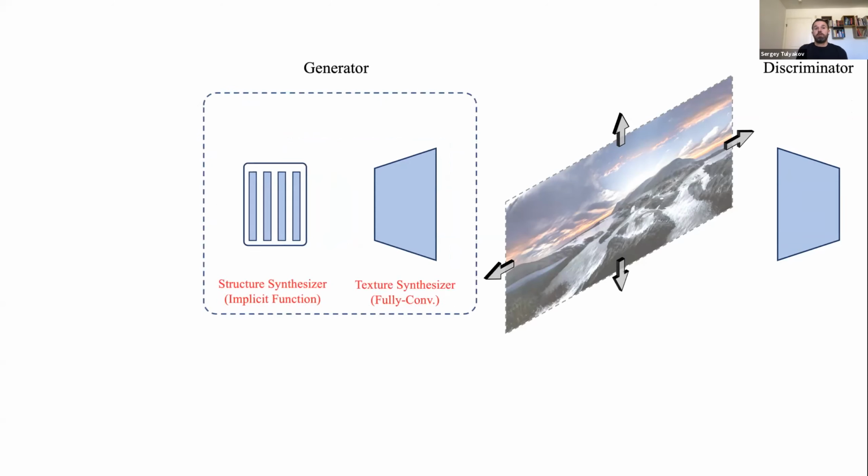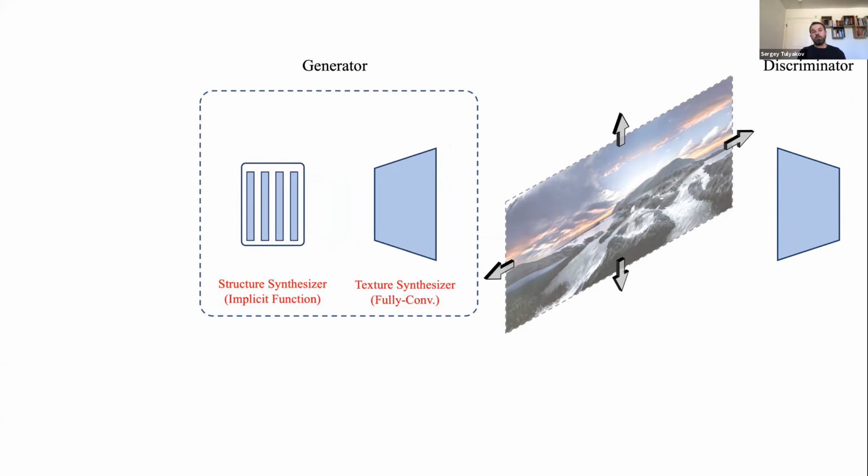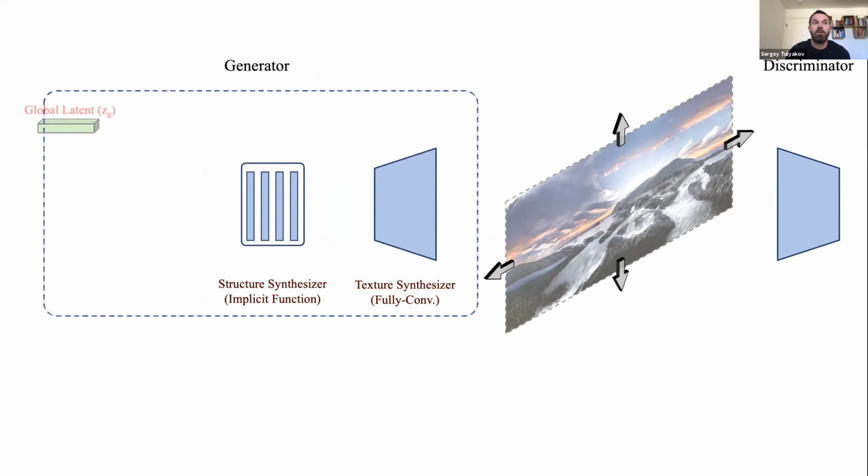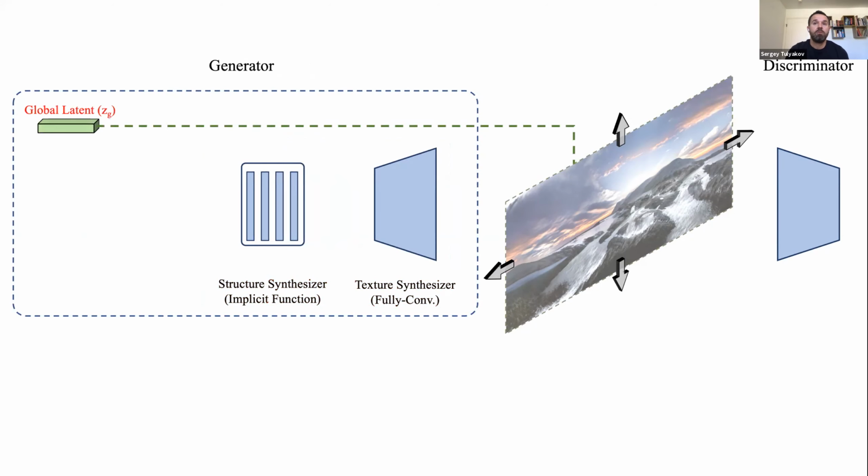The generator consists of two parts. One is the structure synthesizer, one is the texture synthesizer. And we have a global latent. We assume that the whole image has some global holistic appearance that can be modeled by the global latent. This global latent is passed to both the structure synthesizer and the texture synthesizer.